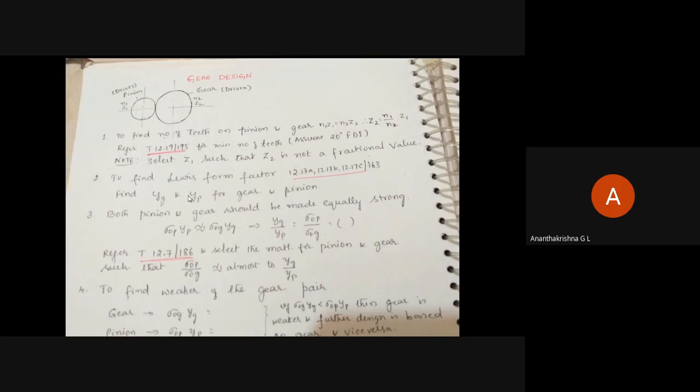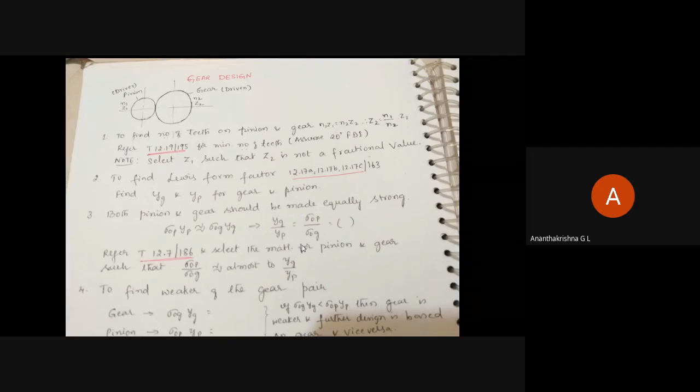Second step is to find the Lewis form factor depending upon whether it's a 14.5 degree involute, or 20 degree involute, or 20 degree stub tooth involute. Three types of profiles are there. Whatever the profile given in the problem, for that we choose the equations and find out the Lewis form factors for both gear and pinion. Then the gear and pinion are to be made strong, so find out the Yg by Yp ratio.